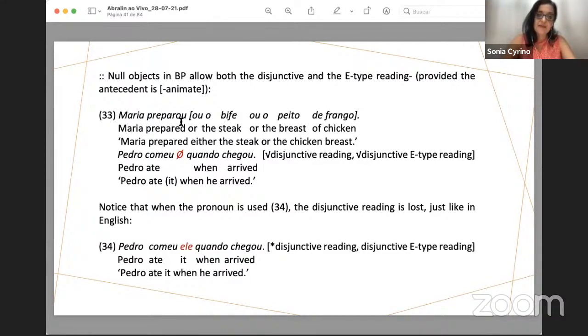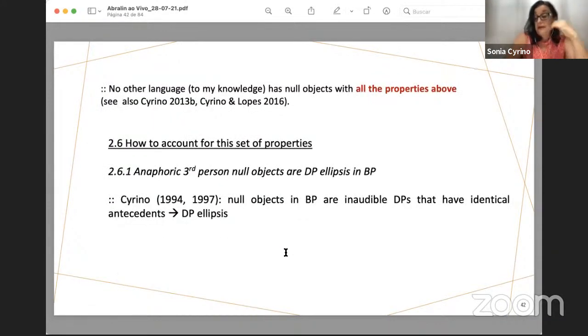So if I have something like "Maria preparou ou o bife ou o peito de frango. Pedro comeu quando chegou," here we can have both readings: either he ate either one, or he ate the one that she prepared. If I use a pronoun, then the disjunctive reading is lost, just like in English. "Pedro comeu ele quando chegou." Then it has to be whatever she has prepared, either the beef or the peito de frango. And to my knowledge, no other language has null objects with all these properties together that I have just described.